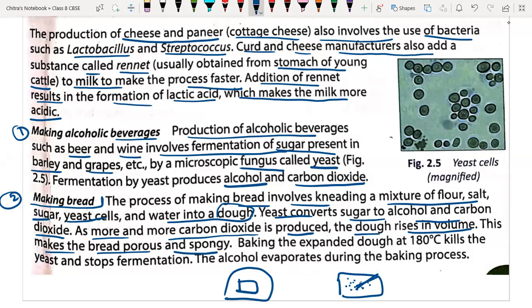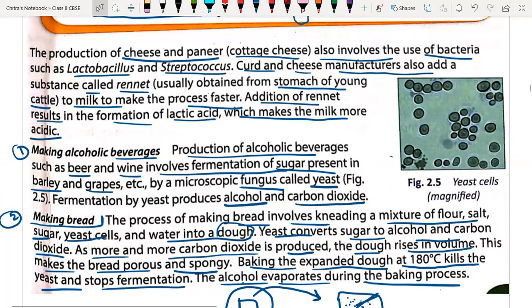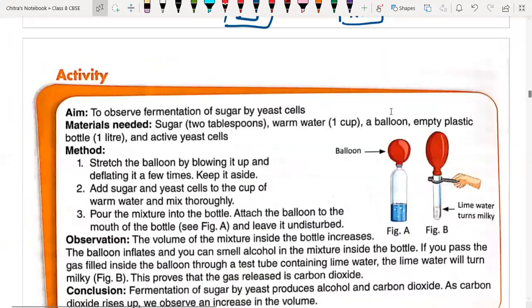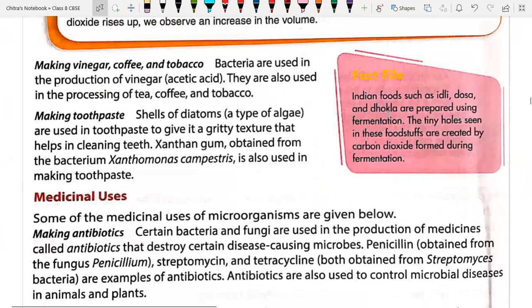Baking of the expanded dough at 180 degrees Celsius kills the yeast and stops the fermentation. That's why whenever we convert that dough into bread, we heat the dough in a furnace in which the temperature is very high and the process of fermentation stops. The alcohol evaporates during the baking process. If alcohol is formed there, it undergoes evaporation, meaning in bread we have only the food, not the alcohol.